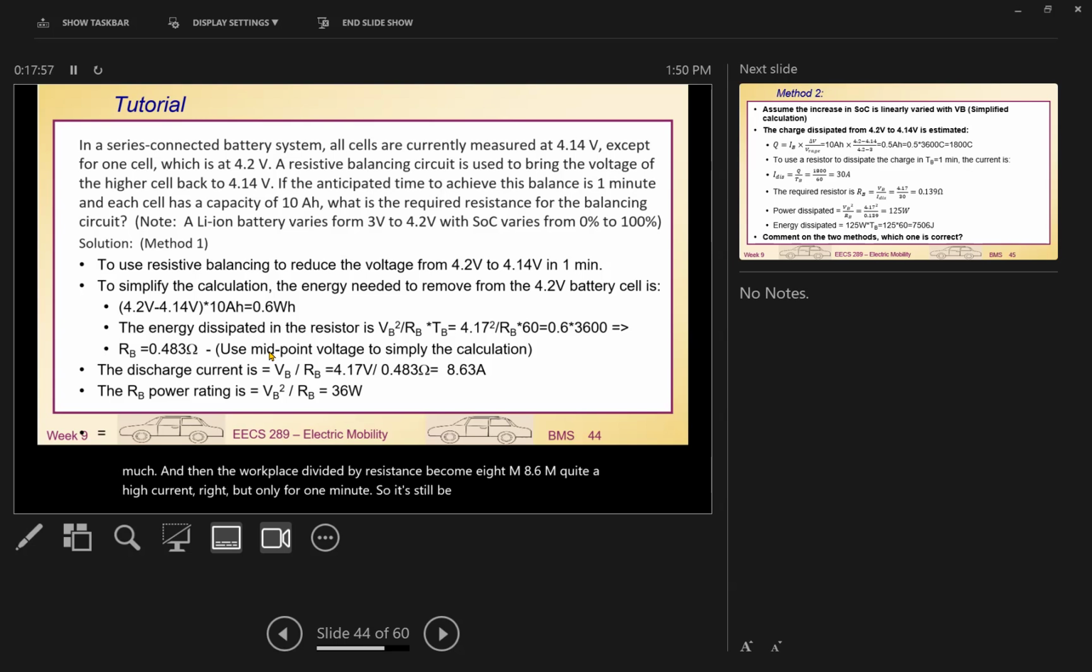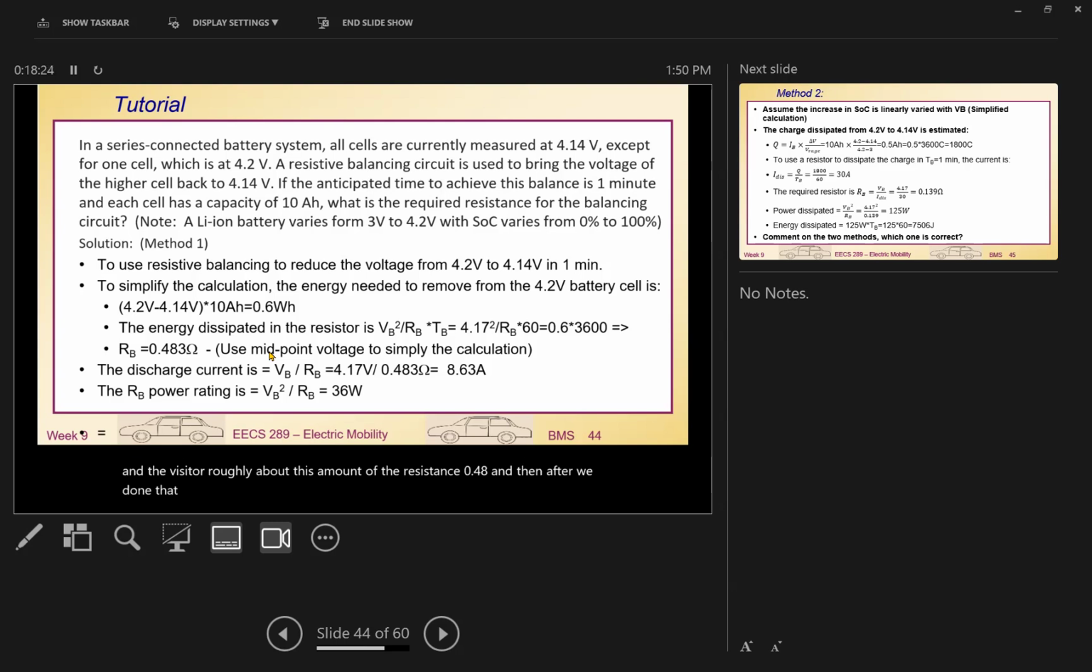So for the power rating for the RB, you need to buy a resistor and put it there. The resistor power rating will therefore be 36 watts. This is I squared R, or V squared over R, 36. So that's one scenario, and you can see the power rating for the resistor is quite big, right? And the resistance is roughly this amount, 0.48. And we have done that calculation.